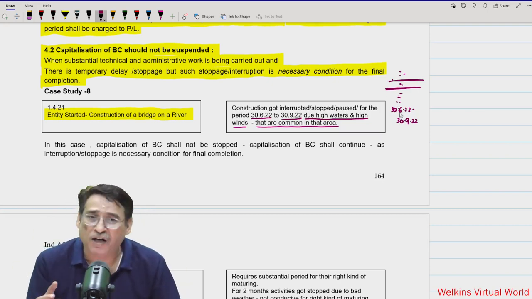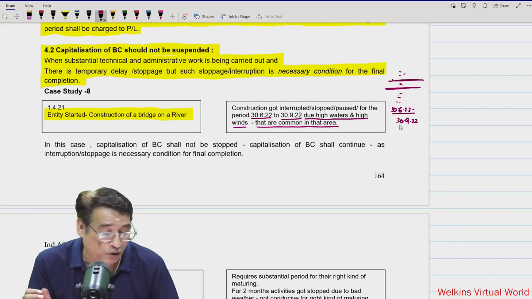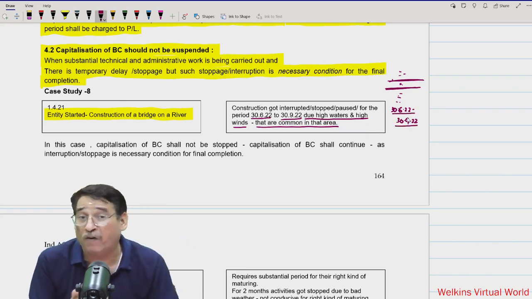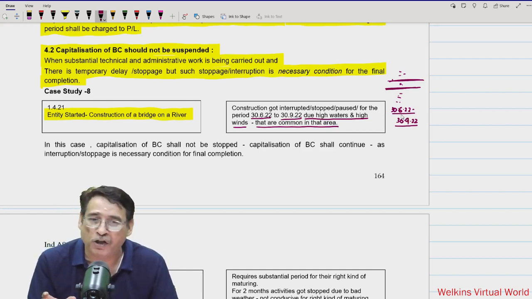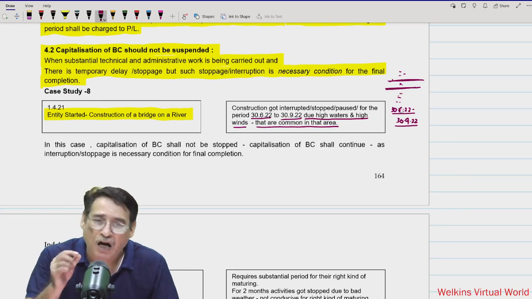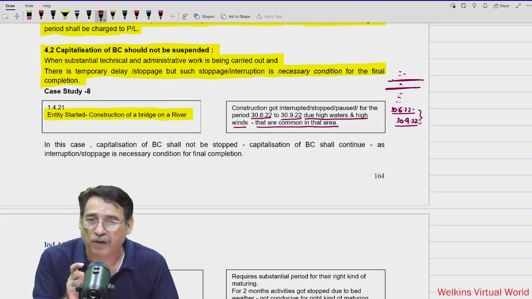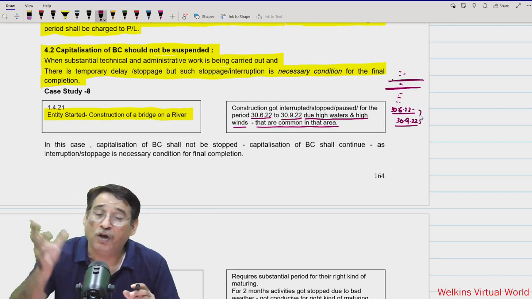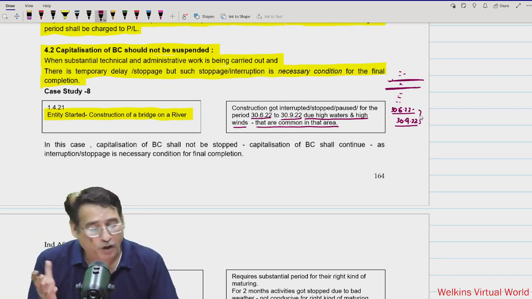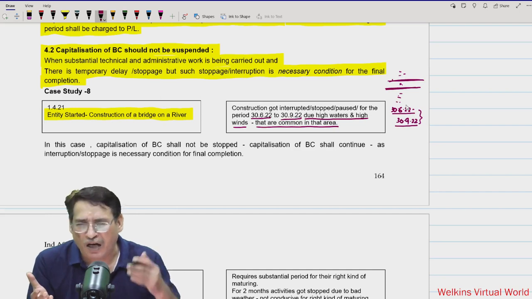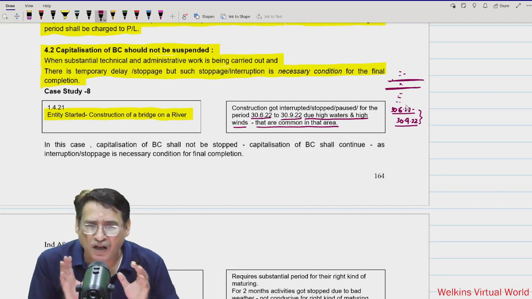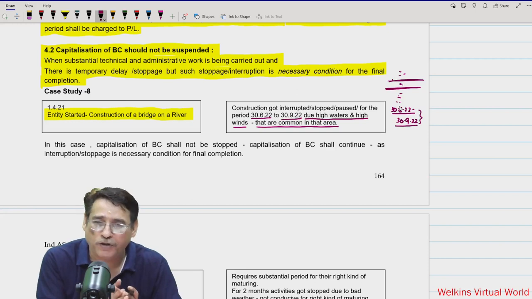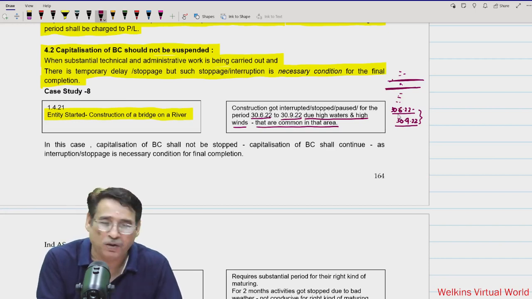So it is very hazardous to continue the work during this period because of high water and high winds. So it is better that we should cool down. We should stop the work during this period. However, we are stopping the work this time not because of any reason which is not in our control. Correct? Because we know that in this particular area, high winds and high water waves are very common. So it is unsafe to continue the construction activity over here. So it is better to pause your construction activity for these months.